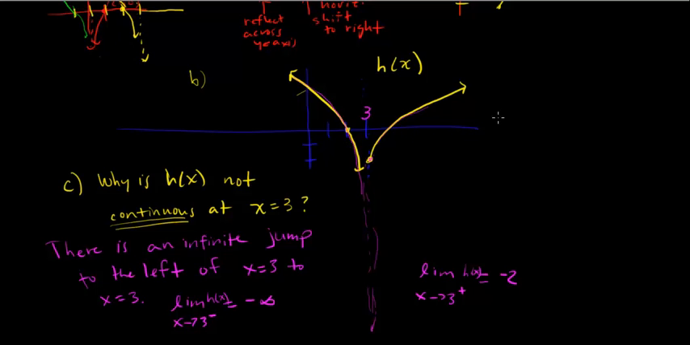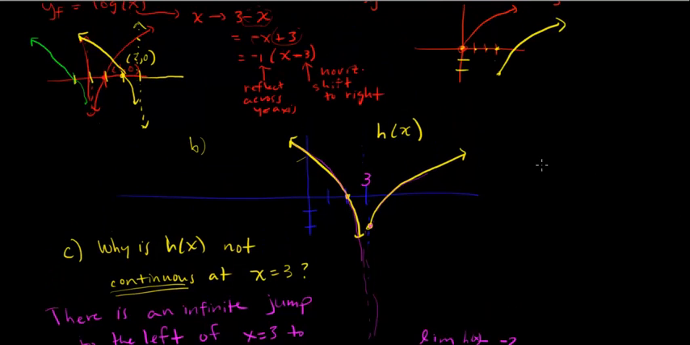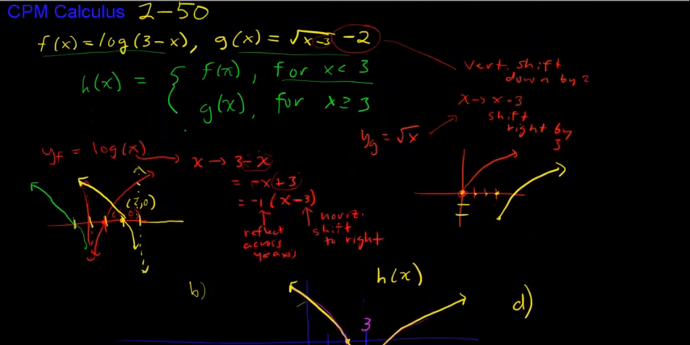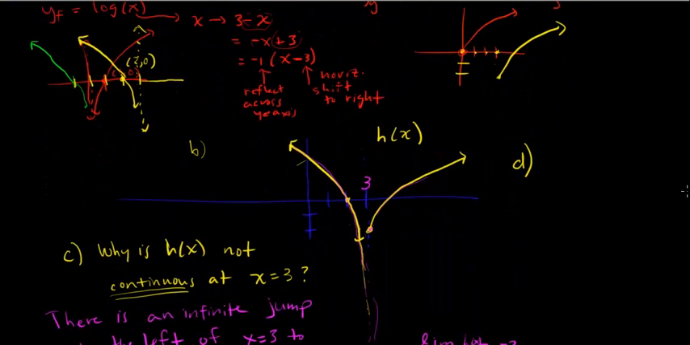Okay, finally D. D says, what is the range? So I'm going to just do this right here. Looking at the graph, what is the range? Well, we know that there are points all the way from -infinity on this left side of 3, to all the way at positive infinity. We have to do the range for each function. So what are our functions' names? They are f, g, and h.